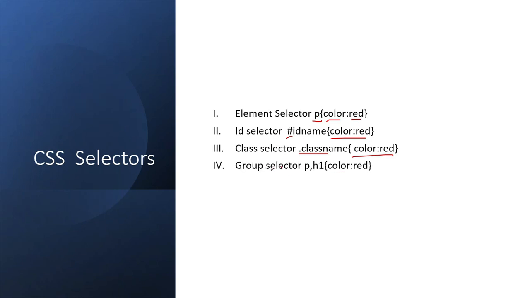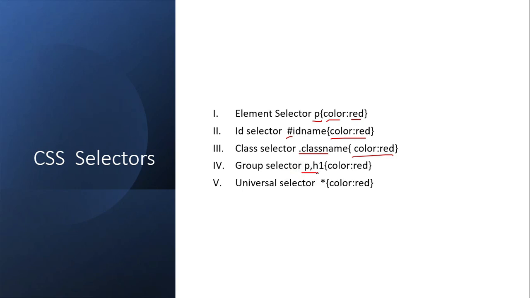Another one is the group selector. If we have the same property, then we can use the HTML elements separated by a comma in this way. So we do not need to repeat the same code again and again. In this situation, we can group our HTML elements using the comma symbol.